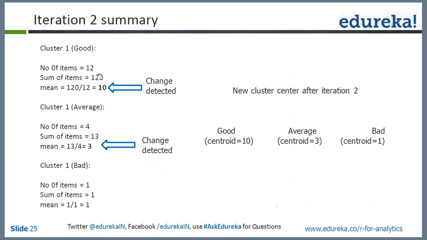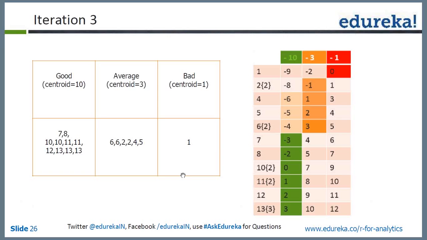Again, the sum of these 12 items is 120. There is a shift in the overall mean. The centroid is 10 here, 120 divided by 12. And again, in this case it's 3 and bad is 1. There is a change detected, whereas there is no change in the bad cluster, the bad one.